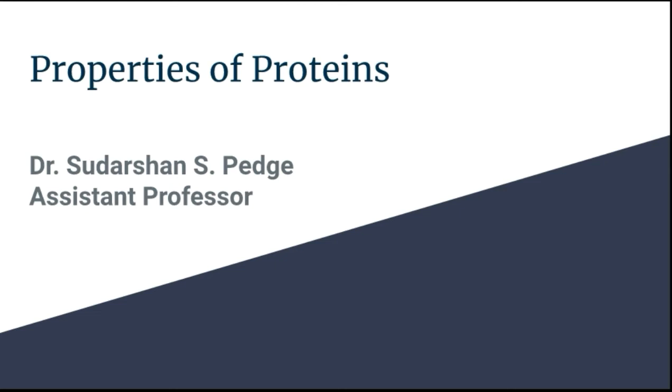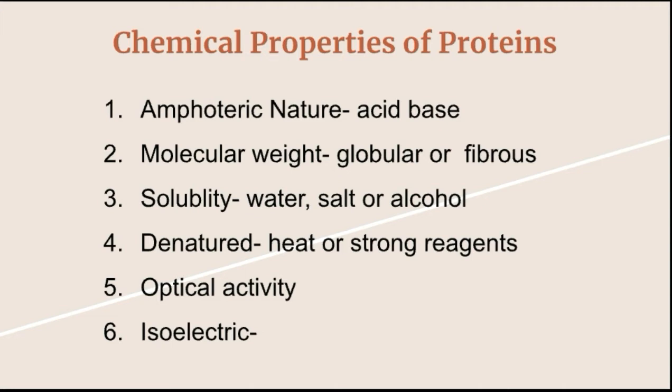the next topic of the chapter, properties of proteins. So chemical properties of proteins. The first property of protein is the amphoteric nature. Okay, a question may arise in your mind, what is meant by the amphoteric nature or amphoteric property? The proteins and their constituents, amino acids, are typical amphoteric compounds because they can easily react with both acids and bases. Okay, that is the amphoteric nature.